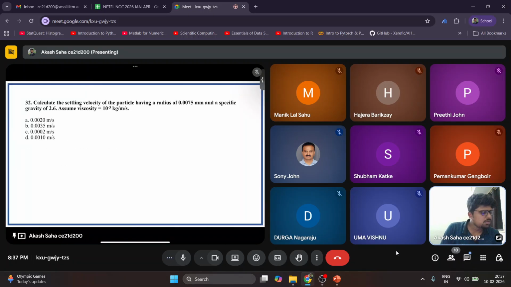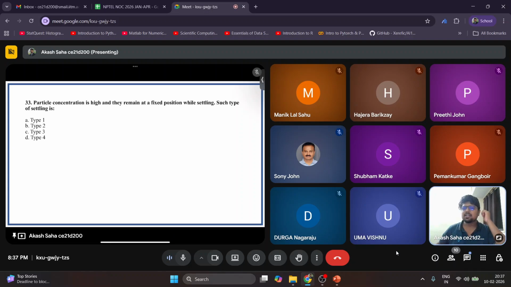Next. Calculate the settling velocity of a particle having this radius and specific gravity, assume viscosity. This is very simple. I think you don't have to go through this again. This is a very direct, very easy problem, so I think we can skip it for now.